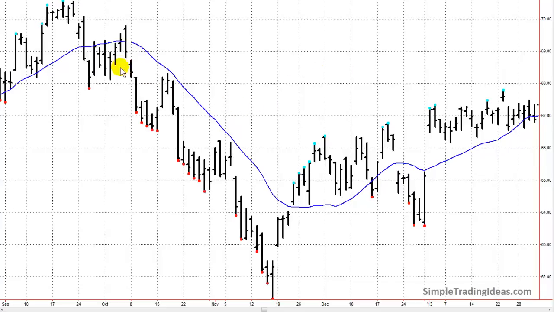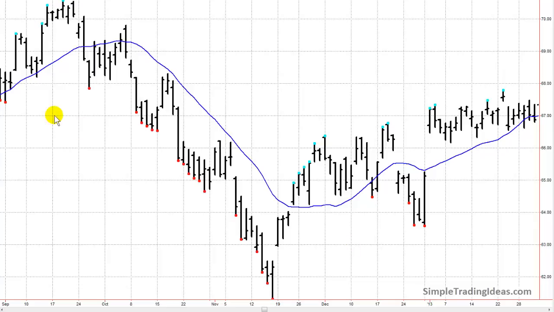So the typical interpretation, of course, is price moves below the moving average, we're looking at the trend to go down. Price moves up above the moving average, we're looking at the trend to go up. So we want to be in on an uptrend and in on a downtrend, selling short to the downside. That's just a simple way of using a simple moving average.